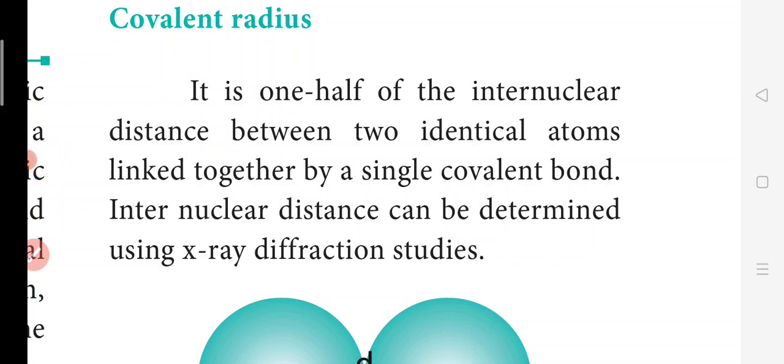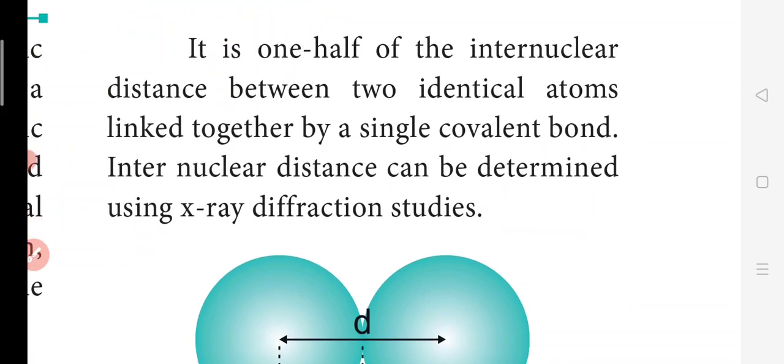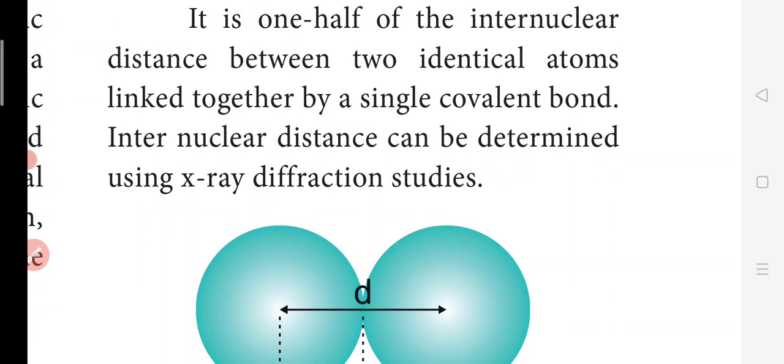So where there is a covalent bond, we say it is a covalent bond, and we will see what this covalent radius is. It is one half of the internuclear distance between two identical atoms. Internuclear means what? The distance between the nucleus of the first atom and the nucleus of the other atom is what they call the covalent radius here.